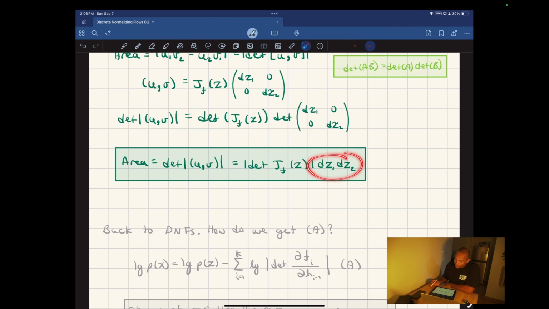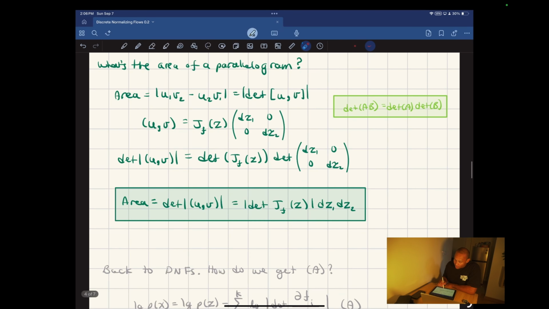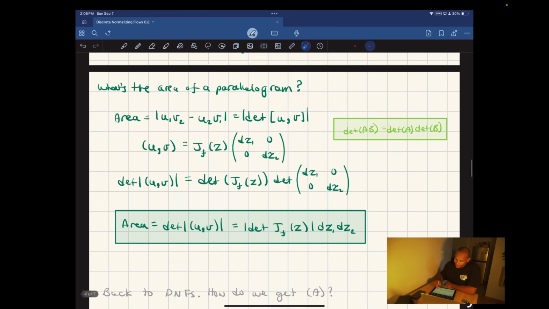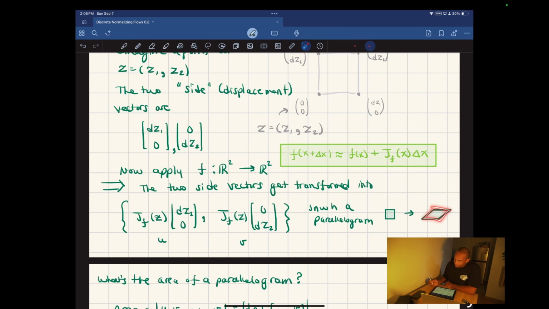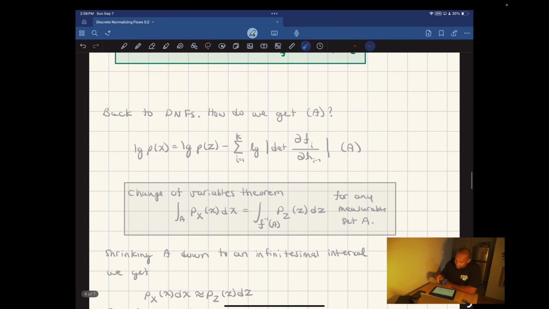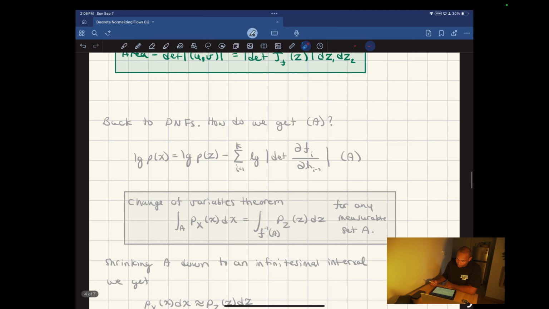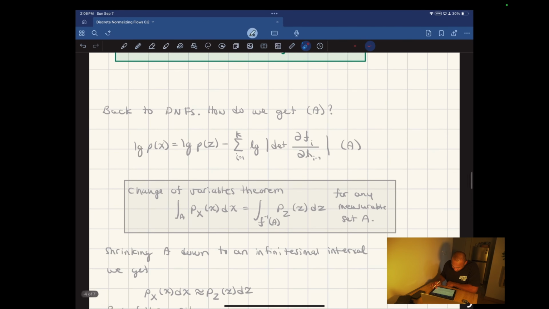So if these are our two original vectors in Z space and of a square, we know the area of a square, we just multiply them together. If we want to know the area of the parallelogram, we just multiply the original area times this volume scaling factor. And if that's a distribution, we can already see how we're describing probability mass. Okay, so now let's get back to how do we get this equation?